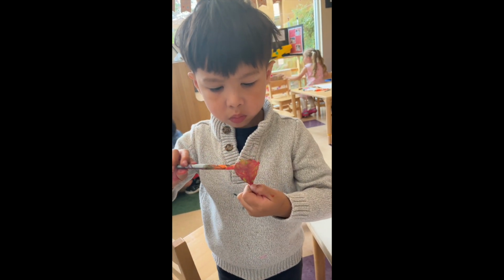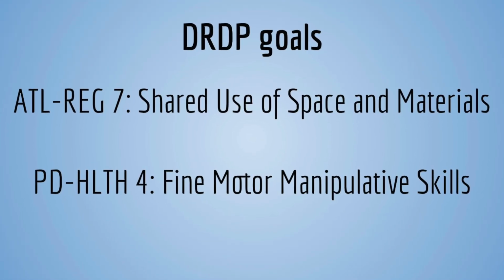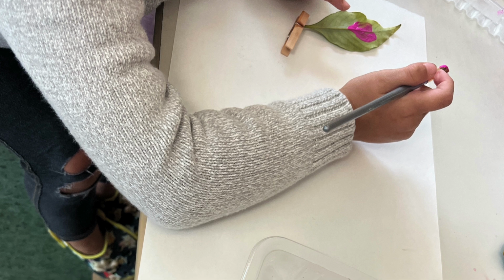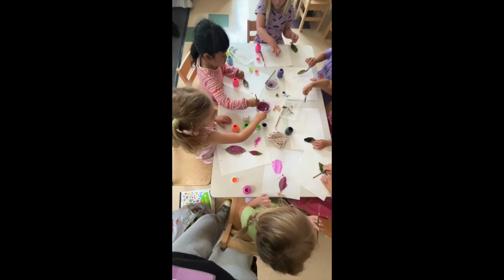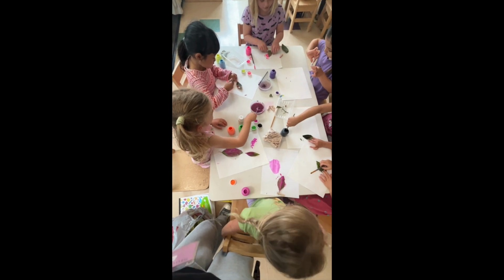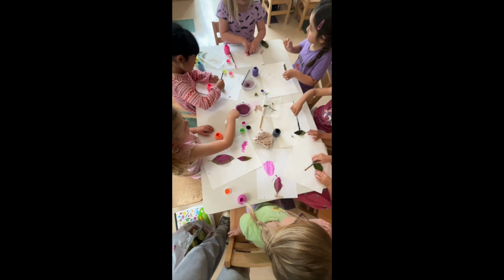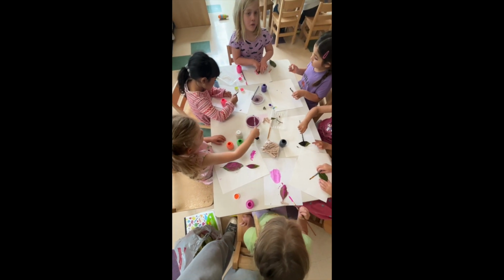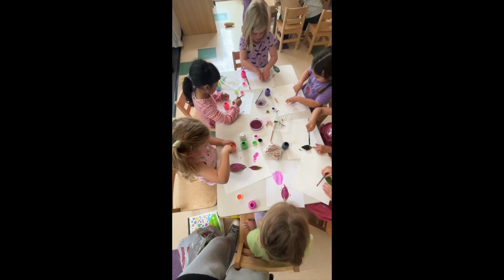The DRDP goal that was supported by this activity was shared use of space and materials again, due to the limited amount of leaves, paintbrushes, and paint that we had. Children were able to cooperate with one another when it came to not only sharing supplies, but also to move over a little bit and share the table space that we had when someone else was trying to join.